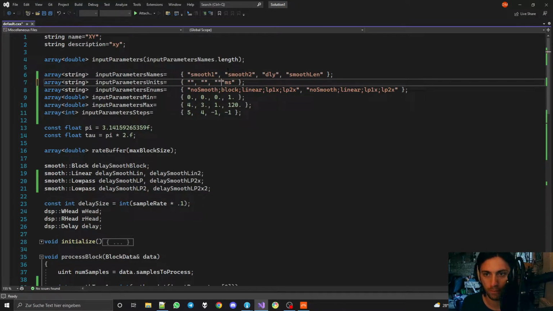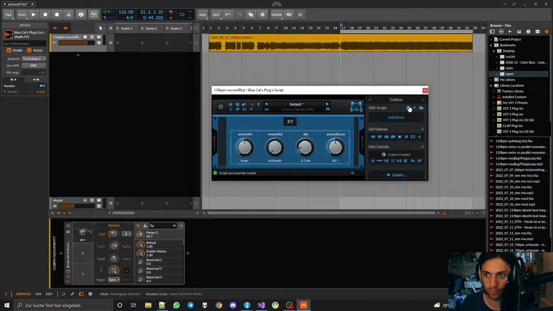That looks better. Now, for the low pass filter it's the same. It's a low pass filter that goes 70 milliseconds or whatever I put here. And the other two smoothing types don't consider the smoothing length parameter, because they're just smoothing over one block or no smoothing at all, which means no change.